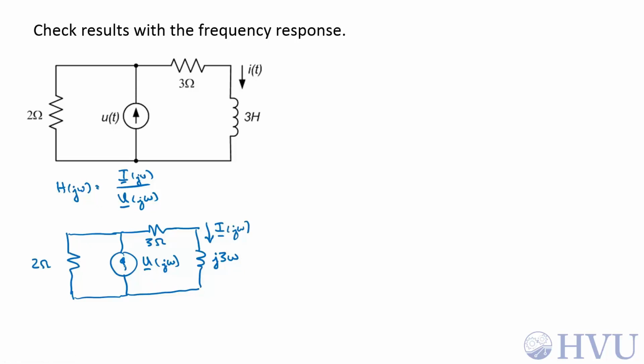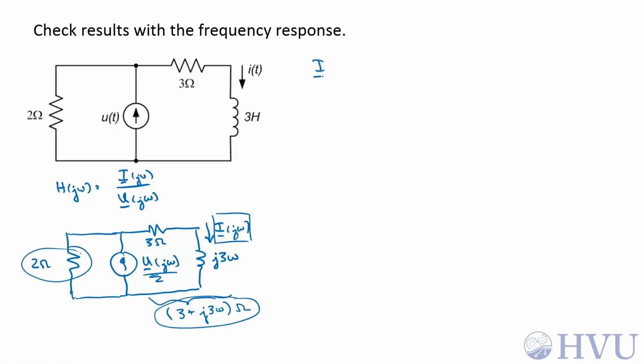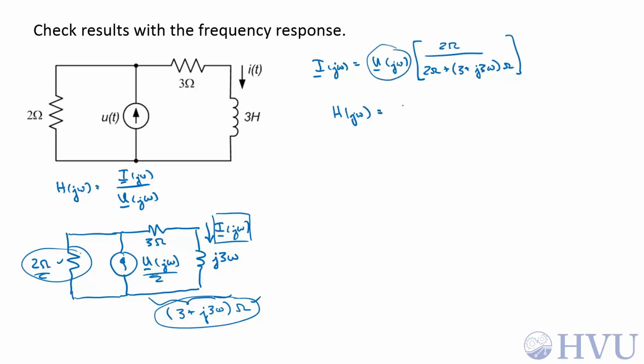This still looks like a current divider. If I combine these two impedances in series into an equivalent impedance, 3 plus j3ω ohms, then I know the total current, U(jω), going into a parallel combination consisting of these two impedances. I can easily find I(jω). So I(jω) is the total current, U(jω), times the impedance in this leg, which is 2 ohms, over the sum of this impedance and this impedance, 2 ohms plus 3 plus j3ω ohms. H(jω) is, if I divide both sides by this, 2 over 5 plus j3ω.